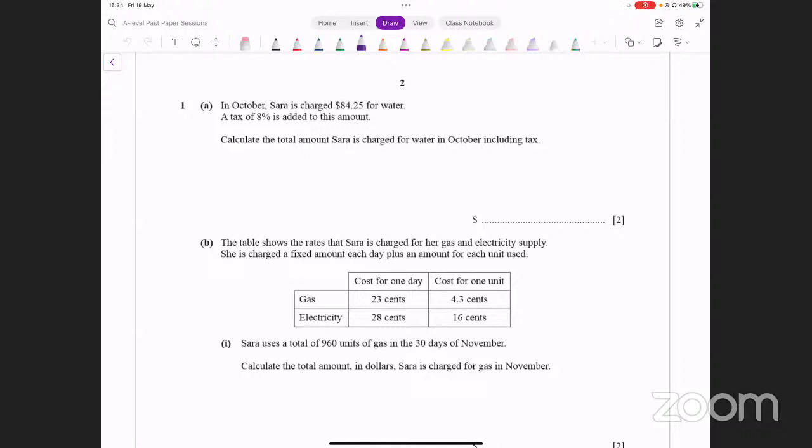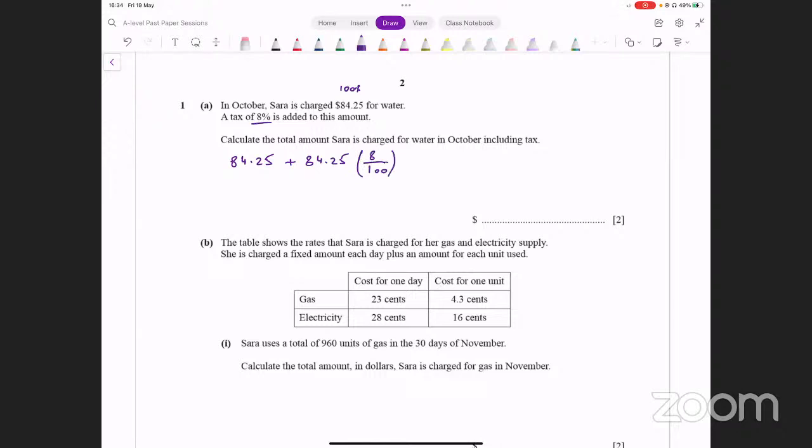Okay, so 84.25 is the original amount. A tax of 8% is added. So if the original amount we say was 100%, then how much got added? 8% got added. All you have to do is just add 8% of 84.25 to this original amount. Now, there's one way to do it like this. Okay, 84.25 plus 84.25 multiplied by 8 over 100. This is one way of doing this.